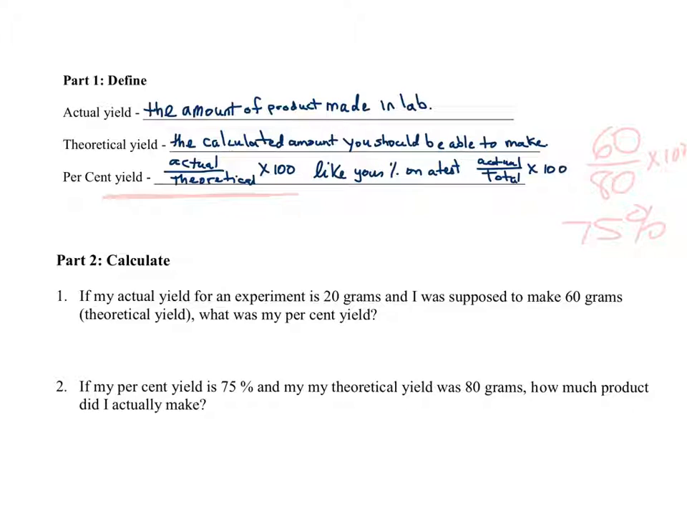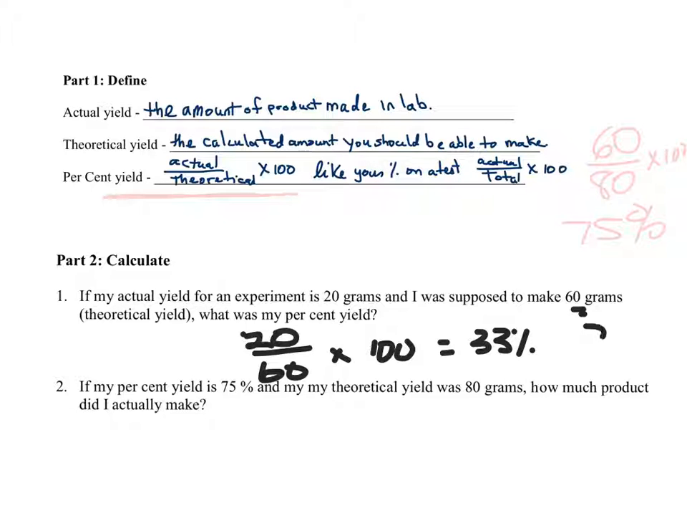To solve a problem like number 1, if your actual yield is 20 grams and you were supposed to make 60, so 60 grams is the answer to the problem, 20 divided by 60 times 100 is 33%. And since there's only one sig fig in these answers, I'd say 30%.